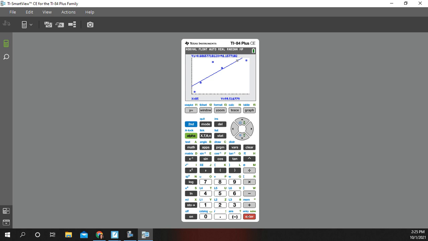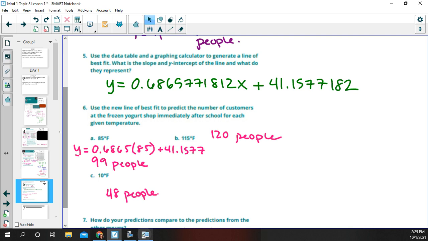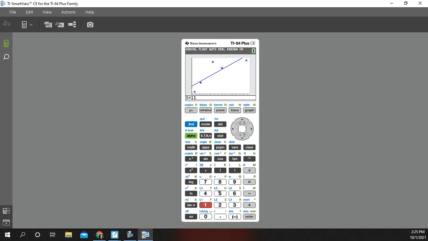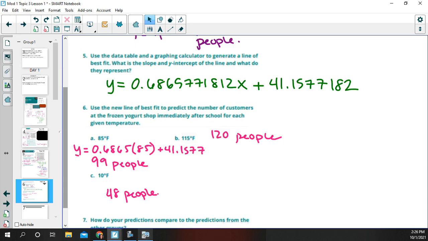So if I do this again with my next one, I want to second trace, calculate the value for 115 degrees. Oop, that one goes outside of my range there. Okay, let's try our 10. Okay, our 10, there's my 48 people. Okay, my 115 didn't work because it was outside of the range of my window. It couldn't see it, so it didn't like that. I would have to readjust my window to get the 115 answer. Okay, so that's why it said the error in there.